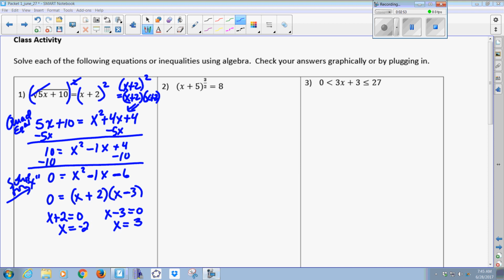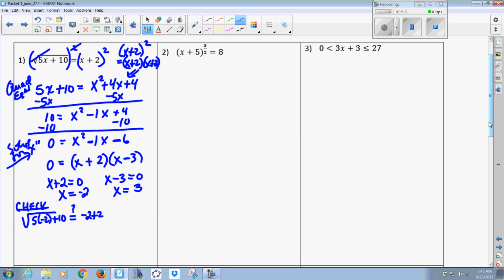My instructions ask me to check this either graphically or by plugging in. So I'm going to check it algebraically by plugging it in. I go back to my original equation and say, square root of 5 times negative 2 plus 10. Does that equal negative 2 plus 2? Let's take a look. I get the square root of negative 10 plus 10. Does that equal 0? Well, the square root of 0 equals 0. So that's one of my solutions.